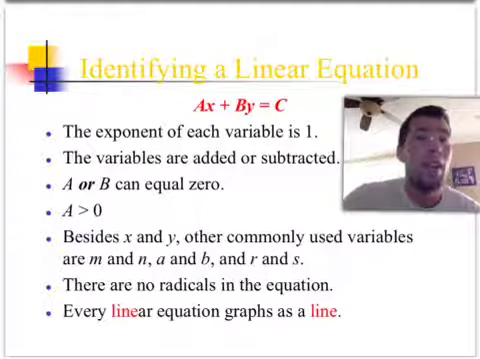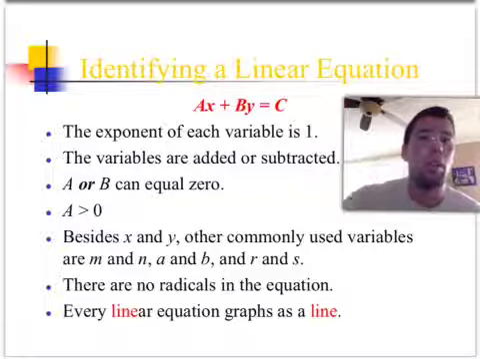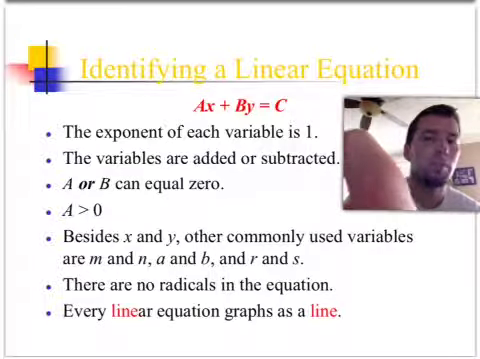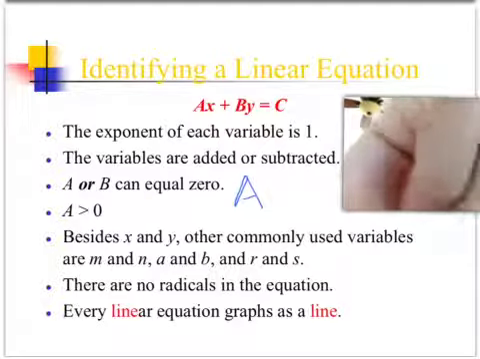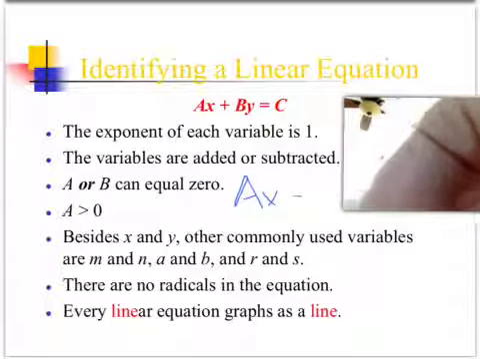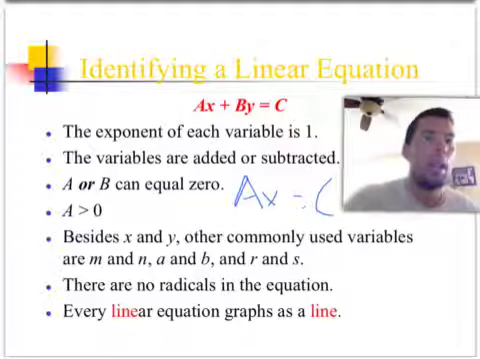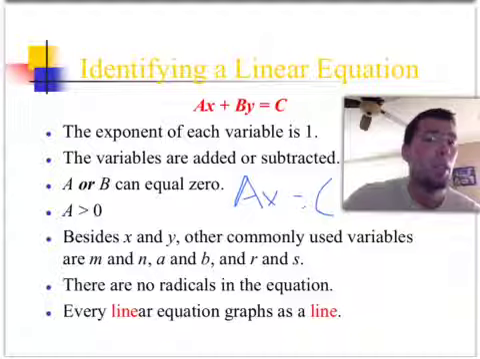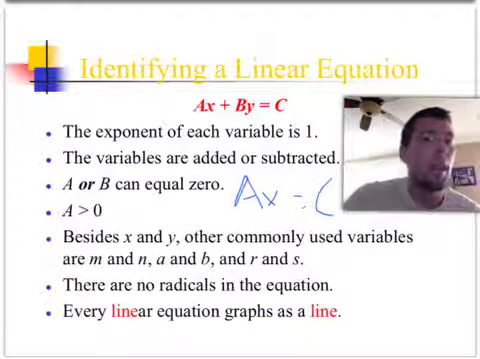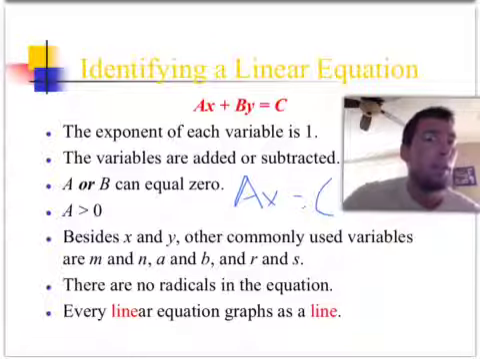Third, a or b can equal 0. If that was the case, it would look something like ax equals c. So if the b were 0, then that's what it would look like, and vice versa. That happens occasionally. Think of this as being like 4x equals 10. Could you solve that for x? But then again, we might need to simplify that down.